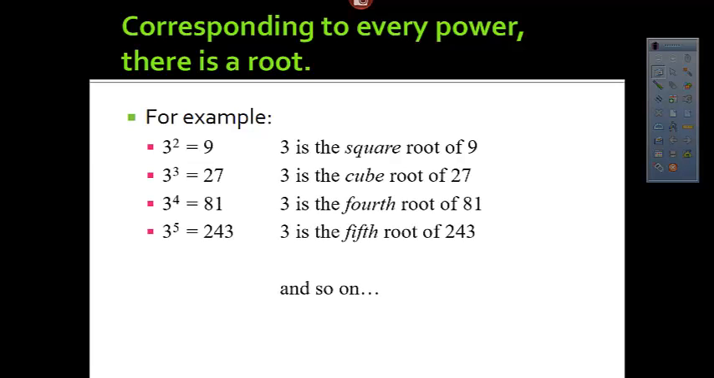For all of these, they have perfect cubes. For example, 3 cubed is 27, so the cube root of 27 would be 3, because you're looking for groups of 3. Here, you're looking for groups of 4, and groups of 5, so on and so forth. So we say it increases. We have square roots, cube roots, fourth roots, fifth roots, so on and so forth, forever.